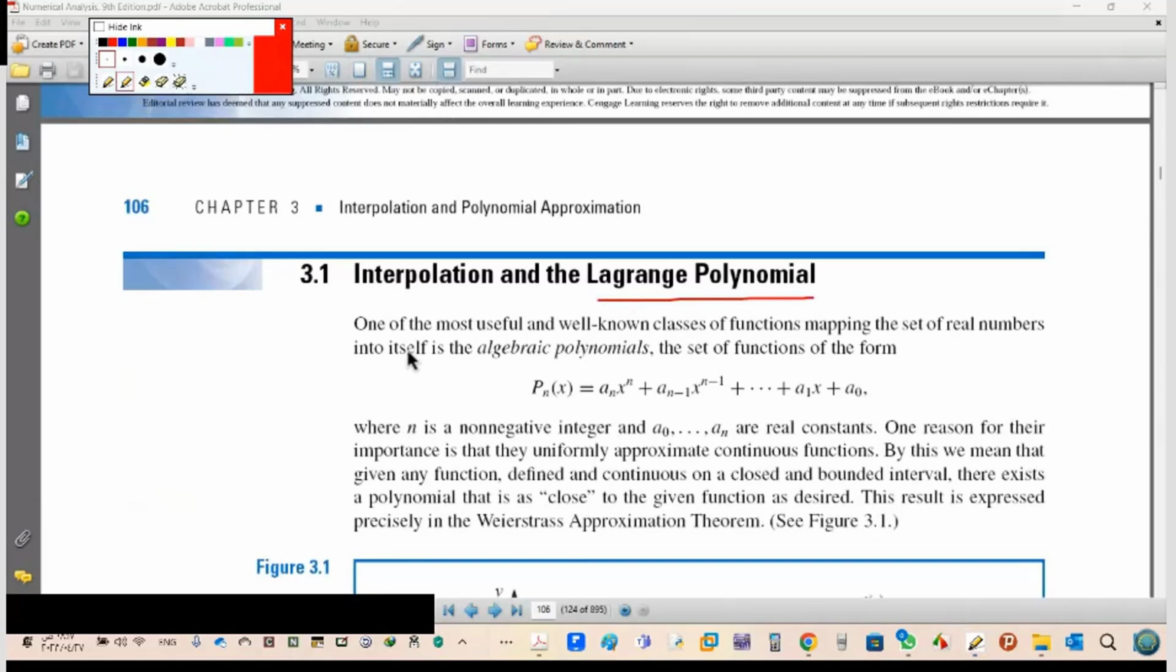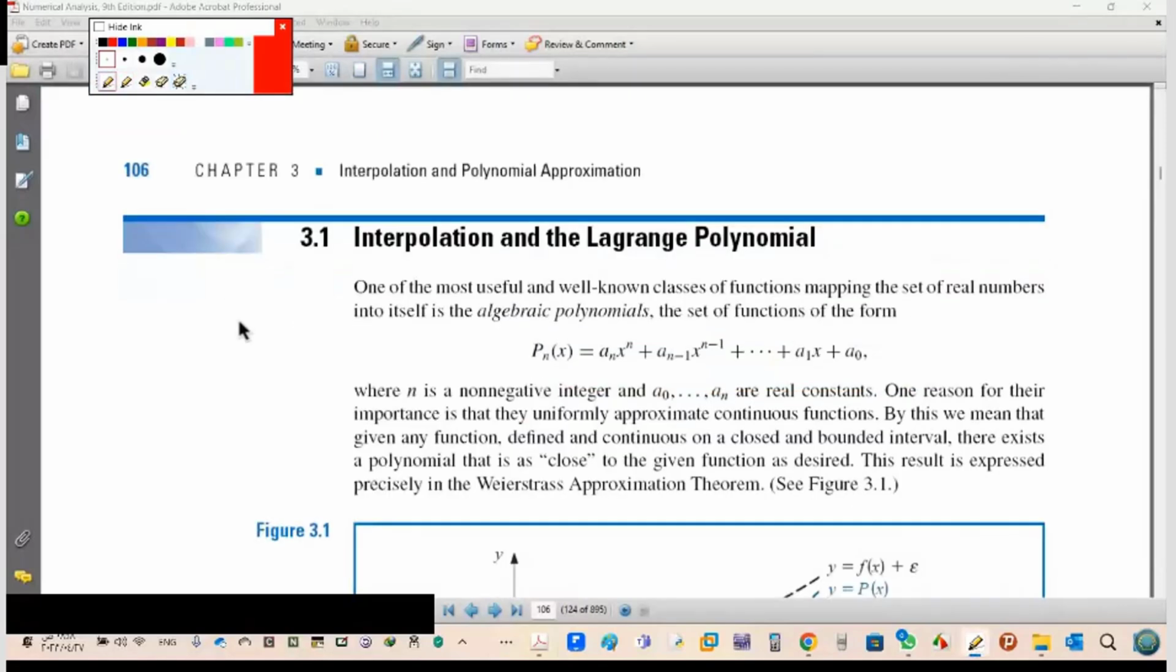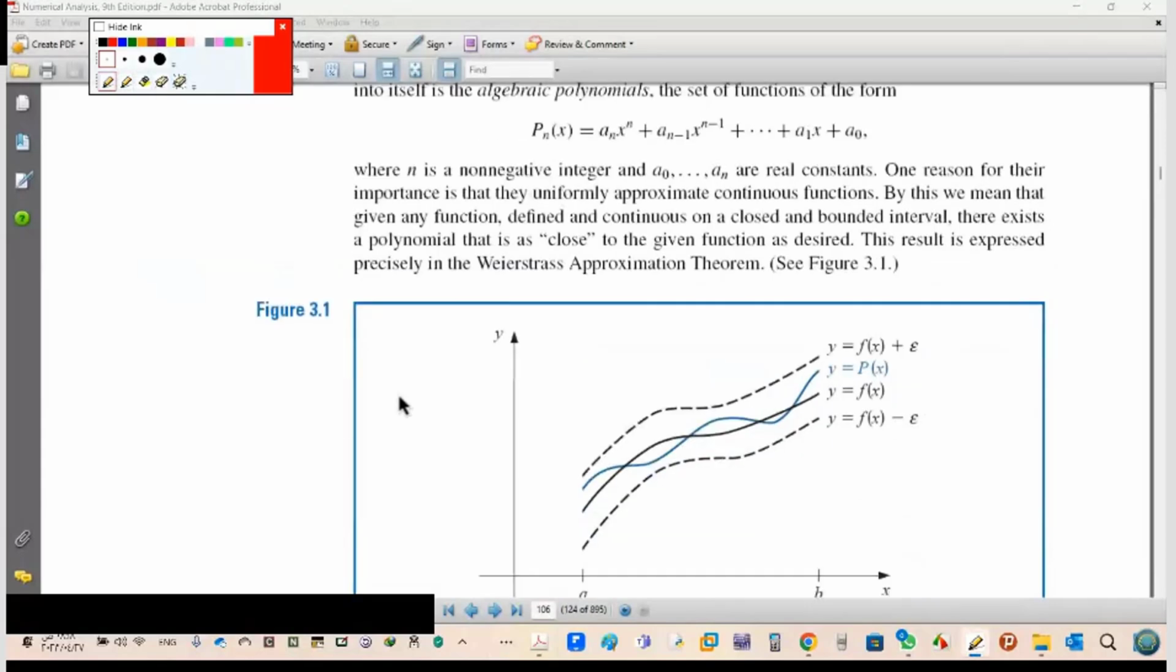So the Lagrange polynomial is a way to convert numbers or pairs to a formula. And this is the formula of Lagrange: an x^n plus a(n-1) x^(n-1) plus ... plus a1 x plus a0. This is the formula that we want to write, and P means approximation.